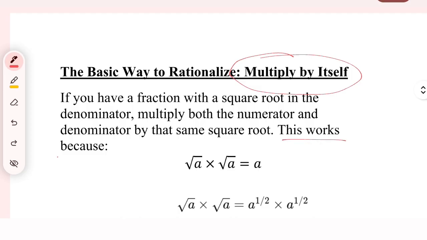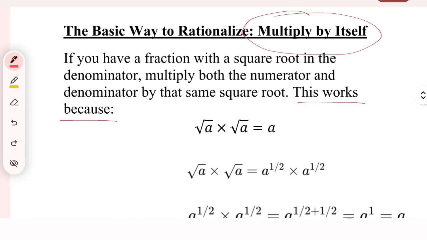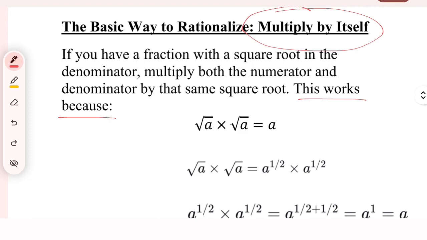So this works because, let's say for example, in one of your answers, you have the denominator as the square root of a. So what you need to do in this basic way of rationalizing a denominator is you multiply it by itself. So if you multiply the denominator by itself, so you multiply it by square root of a, the answer actually is a. As you can see, it eliminates the square root when you multiply it by itself.